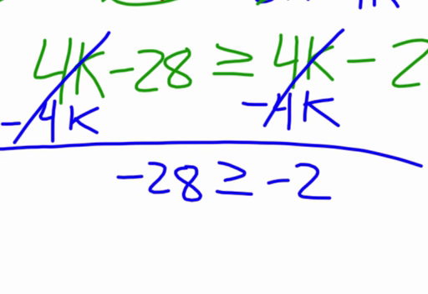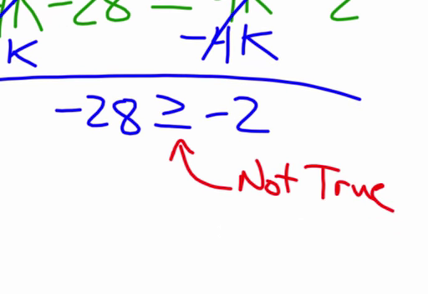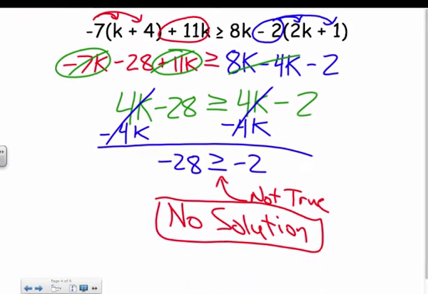Well, to figure out what my solution is here, I have to take a look. Is negative 28 greater than or equal to negative 2? No way. This is not true. That is not the case. So negative 28 is not greater than or equal to negative 2. So what do you think? Is there going to be a solution for k here? Nope, there's no solution. There's nothing I could put in for k in my original inequality to make this true.